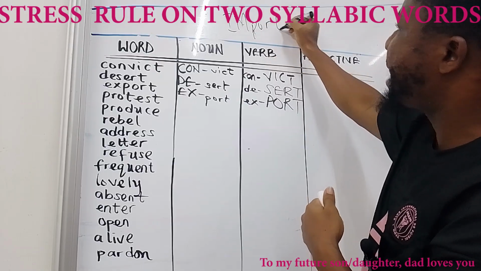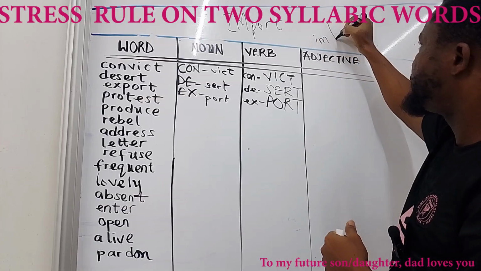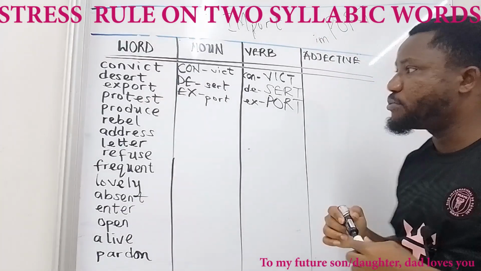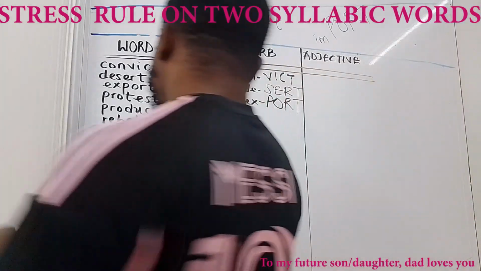Import. That's the noun. Import is a trade. Import is a verb. What are we going to import? So let's come to number 3. Number 3 is protest as a noun.